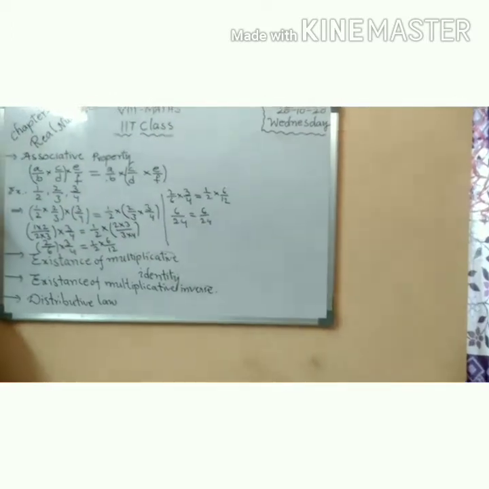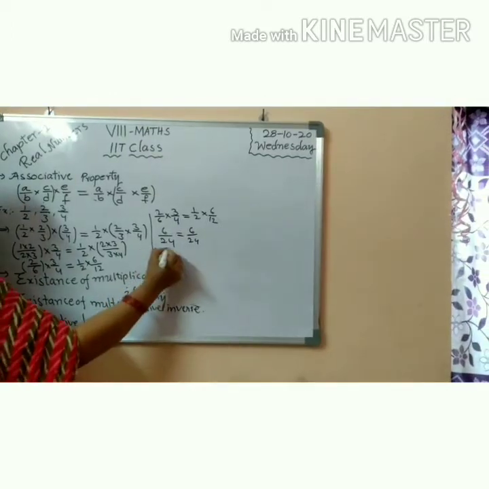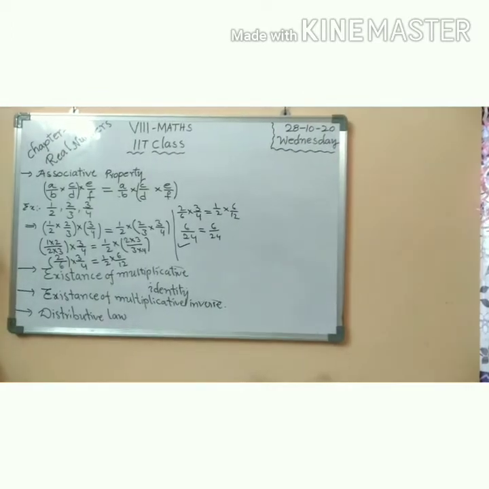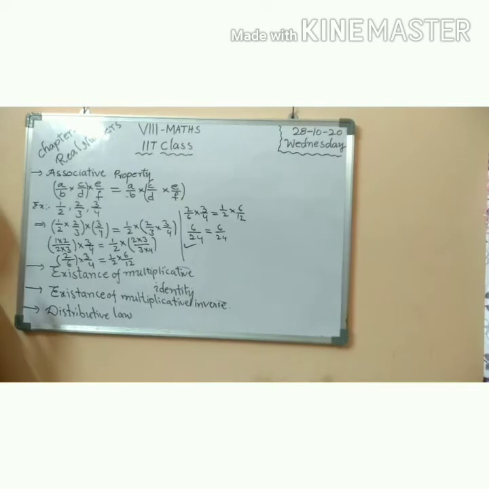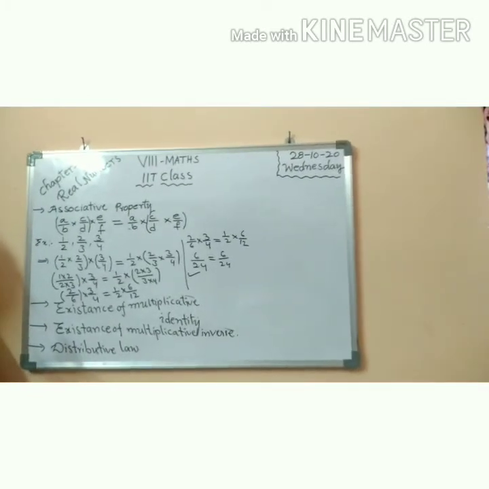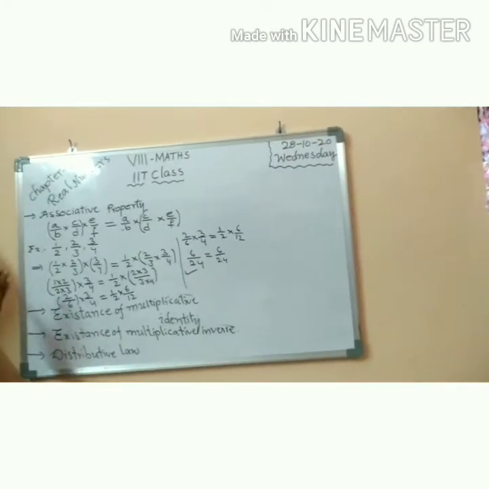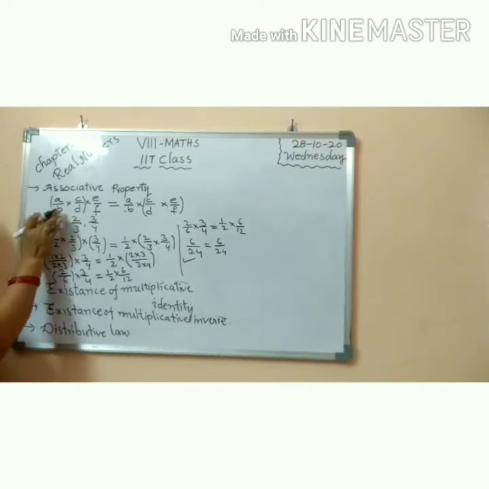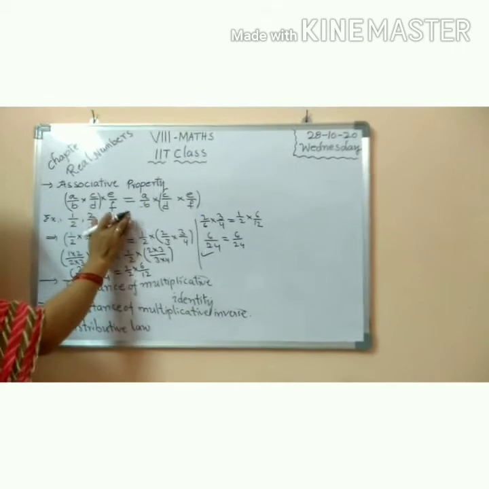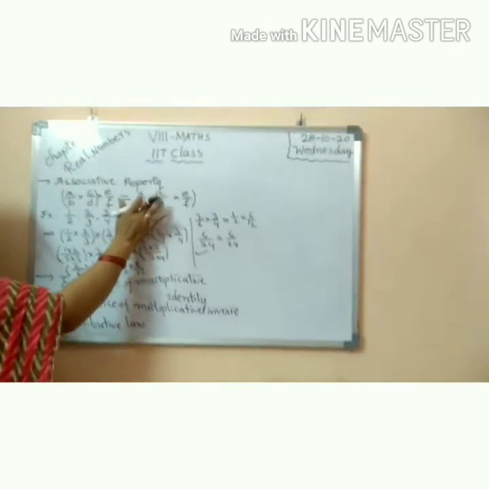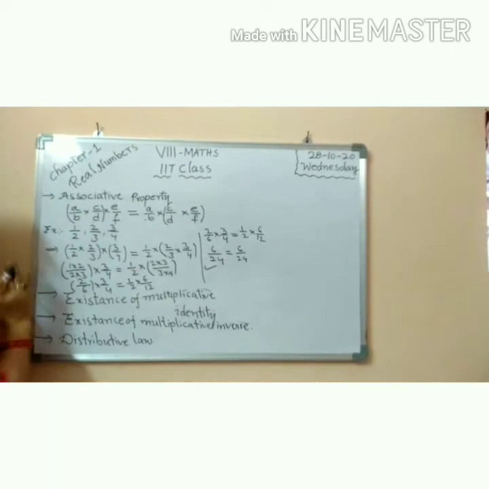So under multiplication, the associative property is possible. Did you understand, children? What is the associative property? We have to take any three rational numbers multiplied in any order. (a/b × c/d) × e/f is equal to a/b × (c/d × e/f).